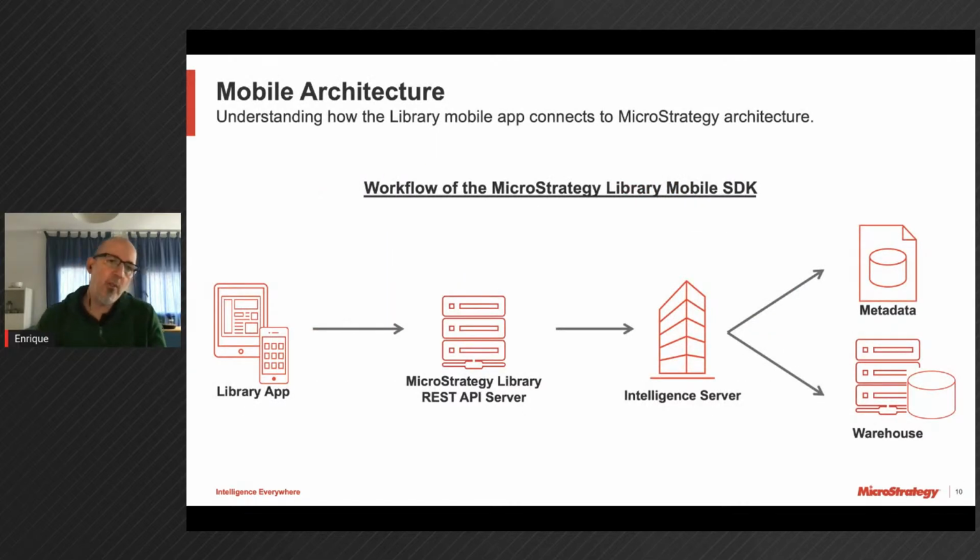This is an overview showing the information workflow when using the Library Mobile application. As shown in the picture, Library requests information from the Library REST API server. Then the REST API server communicates with the Intelligence server, and the Intelligence server does its stuff and retrieves the information requested from the warehouse, metadata, as usual. Then the information goes its way back to the Library app to present the results.